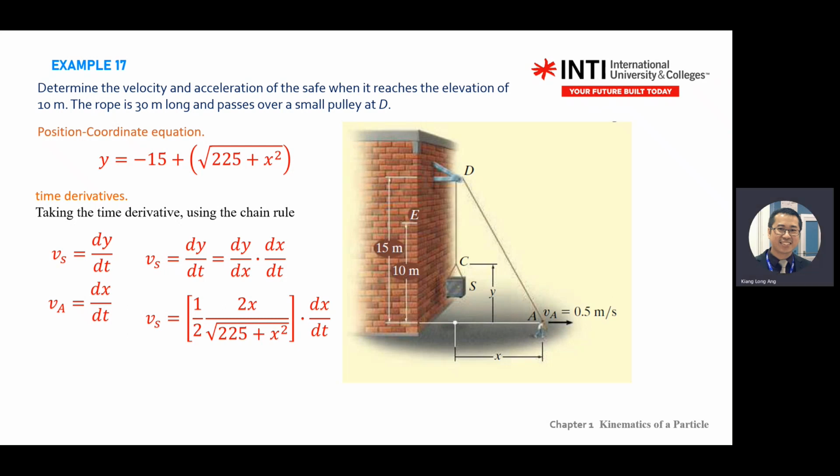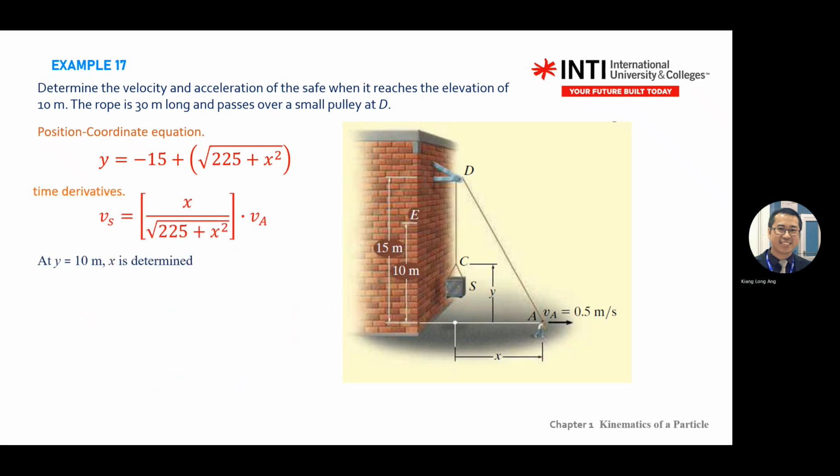I will not go deep into the mathematics. You go and study. So dy/dx, you differentiate this one, the whole equation, you get 1 over 2, 2x, and so on, times dx/dt. dx/dt is your VA. So you summarize the equation. So you have one velocity there, and then you're given a scenario where y equals 10.